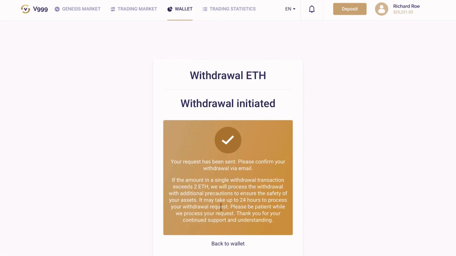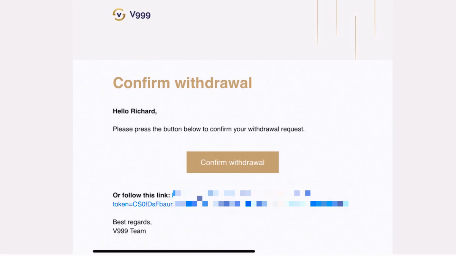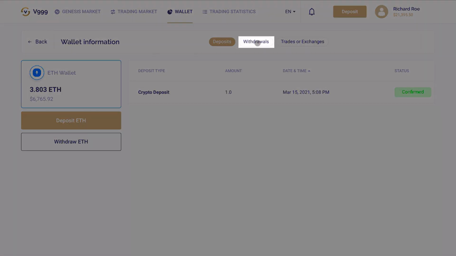Directly afterwards, you will receive a confirmation email in which you have to confirm your withdrawal request by clicking on the link. You can then check your withdrawal in the wallet under Withdraw.